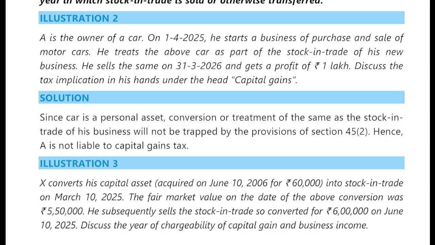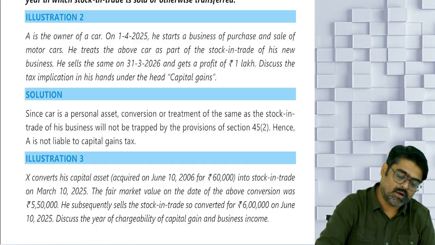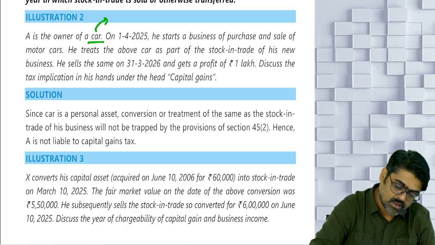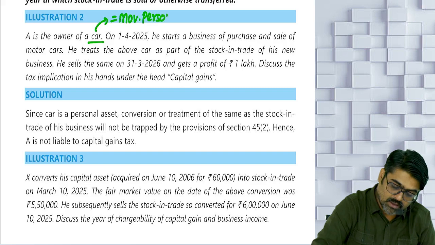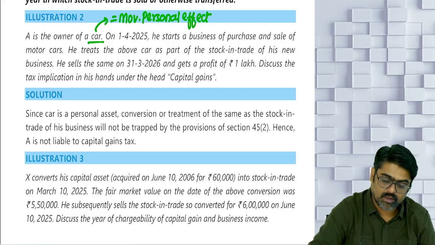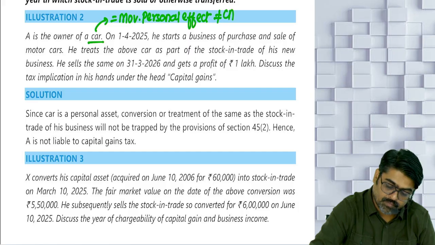Conversion of a capital asset into stock in trade will result in capital gains. But conversion of an asset into stock in trade will not result in capital gain if that asset is not a capital asset. So what are you converting? You are the owner of a car. Car is a movable personal effect, which is not a capital asset.